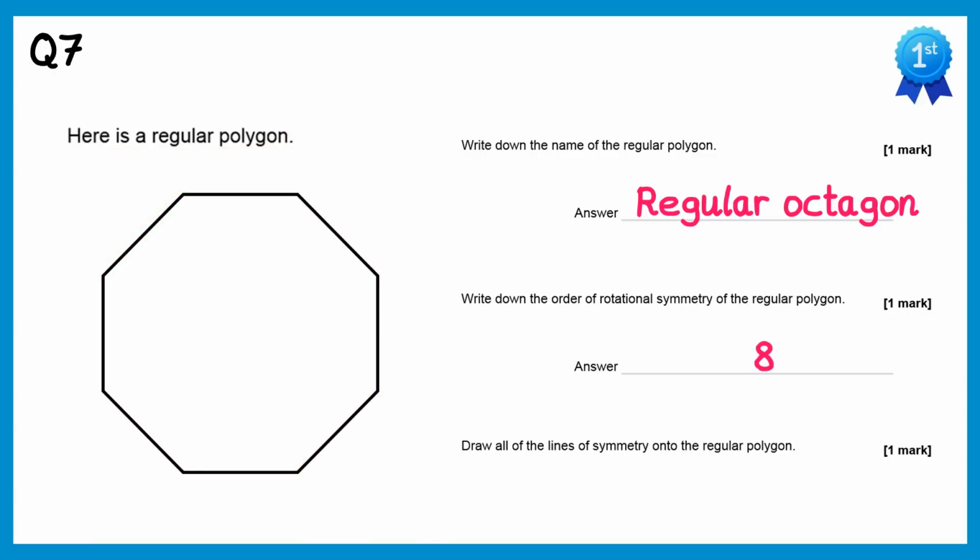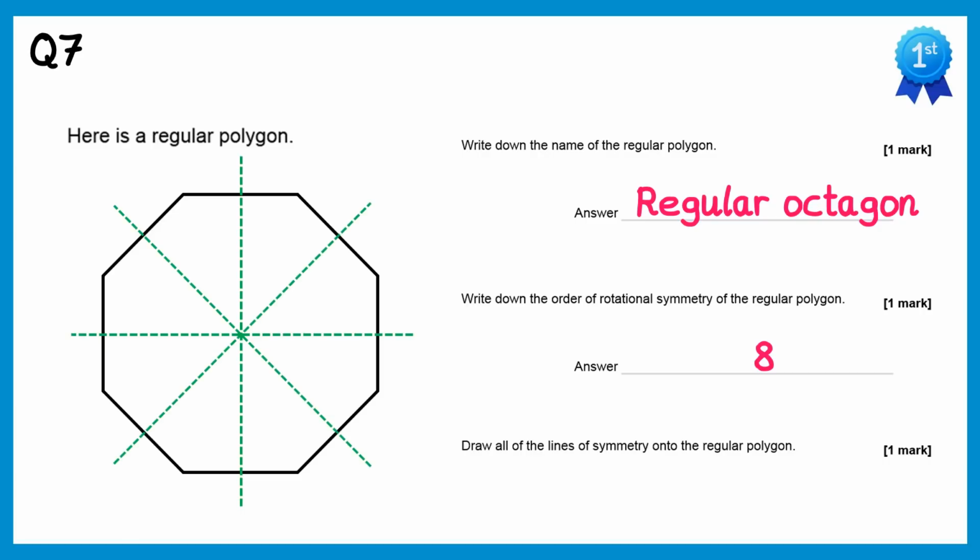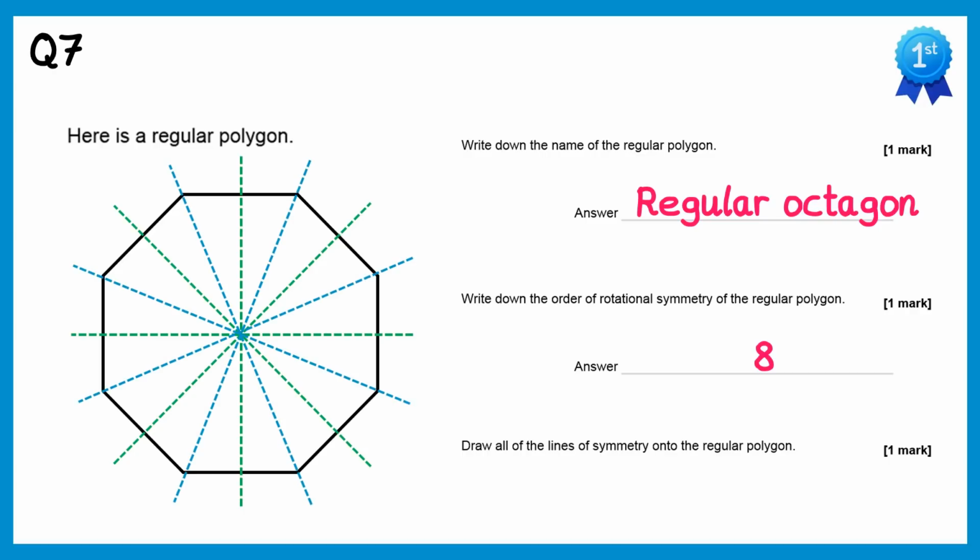We now need to draw the lines of symmetry. First of all, there'll be one line down here, and another one horizontally here. You also have lines that go diagonally, here, and here. But that's not the whole story. You can also draw lines that go through the corners of the shape. So there's one here, one here, one here, and a final one here. So altogether there are also 8 lines of symmetry.